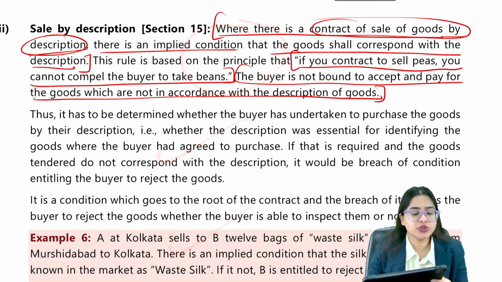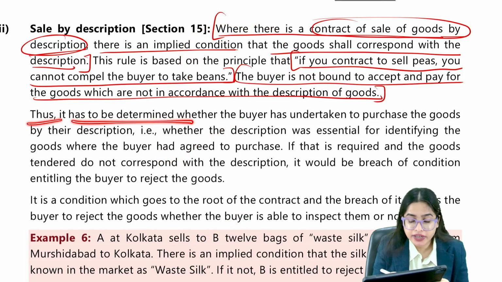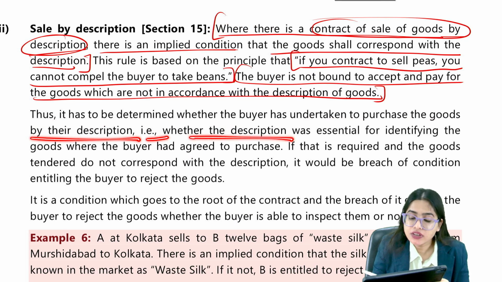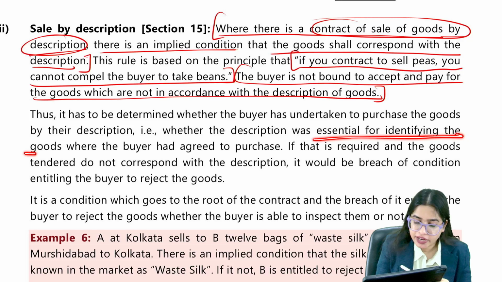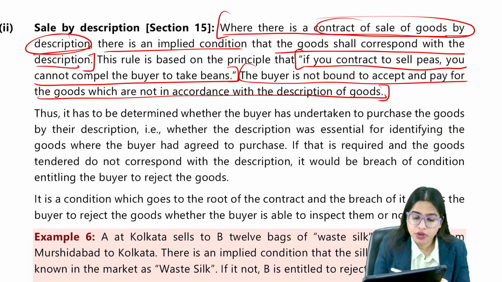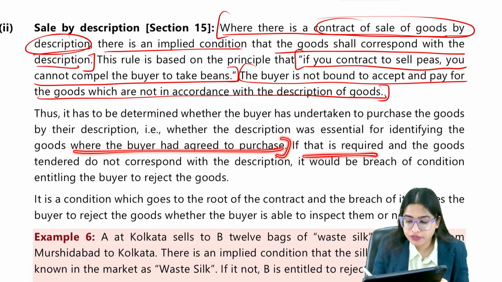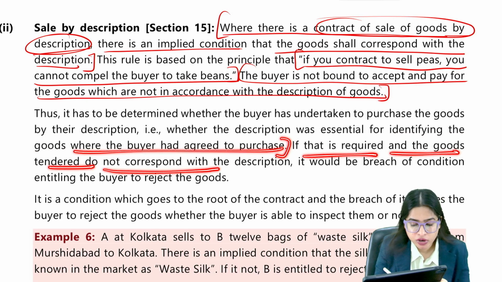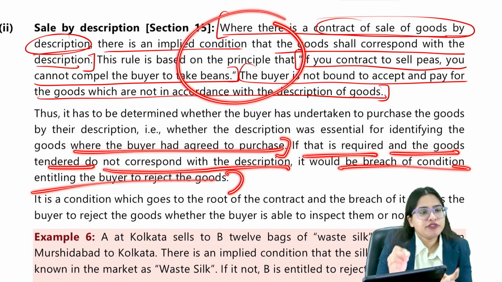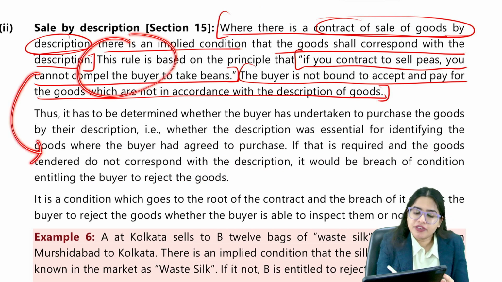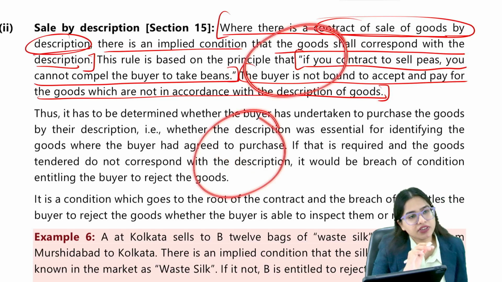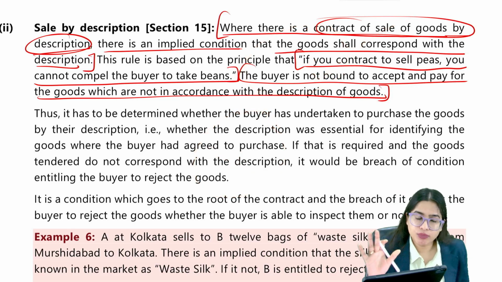Let's just read the other two paragraphs also. Thus it has to be determined whether the buyer has undertaken to purchase the goods by the description, that is, whether the description was essential for identifying the goods. But where the buyer has agreed to purchase, and the goods are not corresponding to the description. This paragraph is the same, in other words they have given the same thing here also, no need to read it again. What is given here is given here. So if you read the first paragraph, it's more than sufficient.